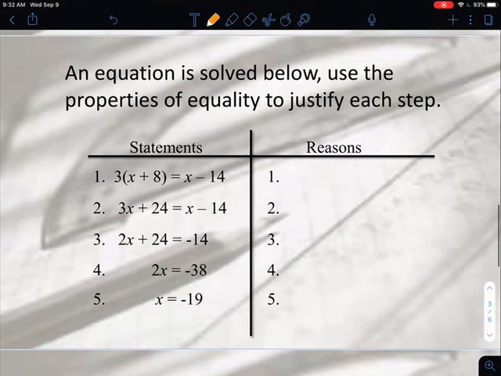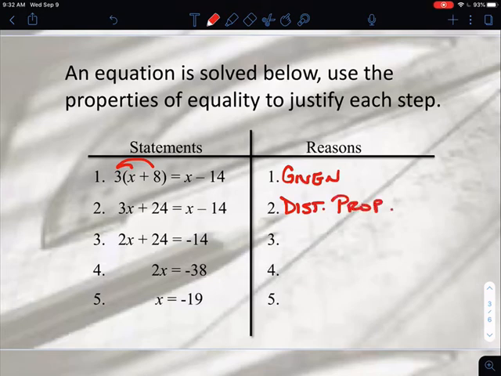Another quick example here. So this one, we start off with the given. So they gave us the equation. We look at what happened for step 2. So for step 2, they went ahead and distributed the 3 times x and 3 times 8. So there's our distributive property. And then from step 2 to step 3, it looks like they subtracted x from both sides. So that's where the 2x plus 24 equals negative 14 comes in. So they subtracted.